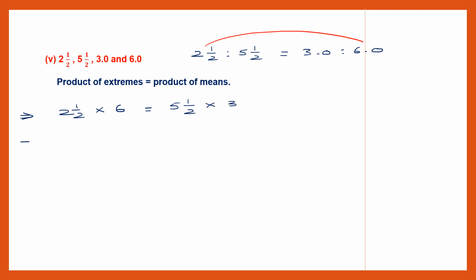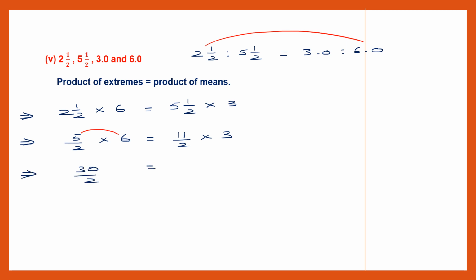So, first let's convert this. 2 2s are 4 plus 1 is 5, 5 by 2 into 6, and on the other side 2 5s are 10 plus 1, 11, 11 by 2 into 3. Now let's multiply the numerators. 5 into 6, 5 6s are 30, and in the denominator we have 2.